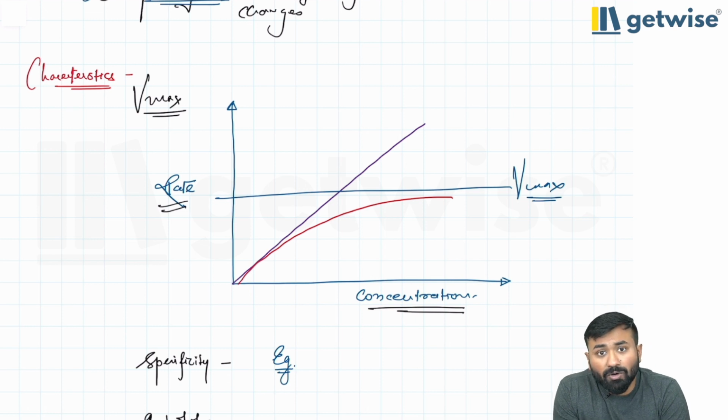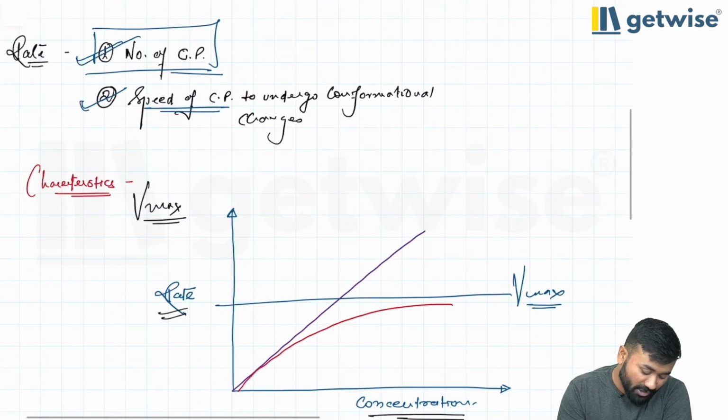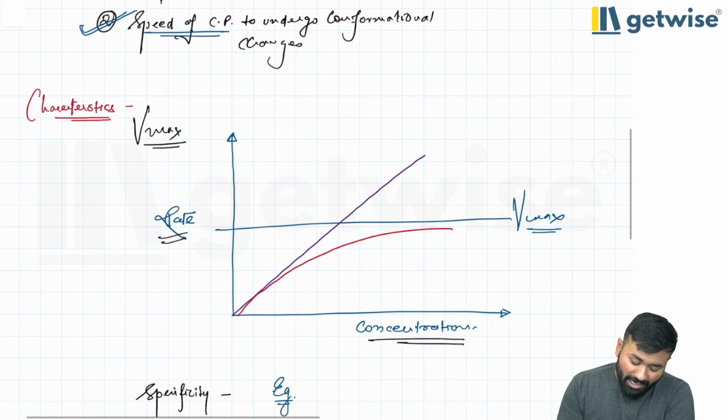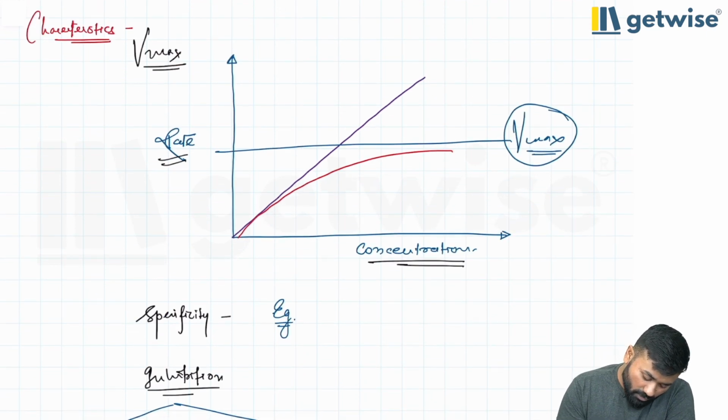Why is there Vmax? Because you can increase the concentration of the substrate that has to be transported, but you cannot increase the carrier proteins or the speed of the carrier protein. So there is a limit in the rate, and that is determined by these two things, the number of carrier proteins and the speed of the carrier protein. So it will give a Vmax to us. This is the graph for facilitated diffusion, and this is for simple diffusion.